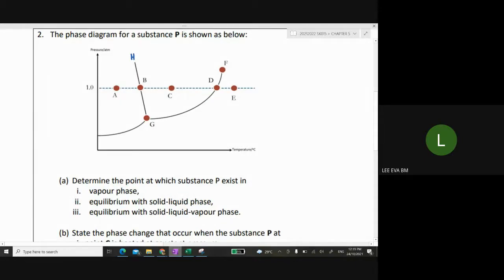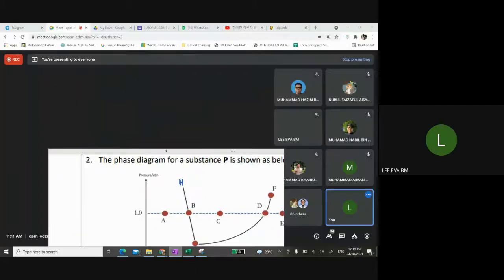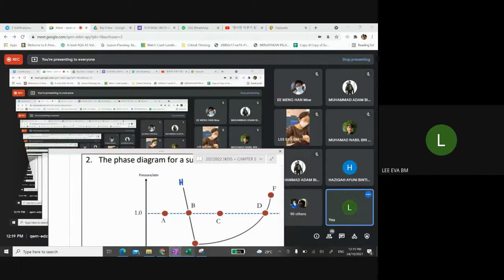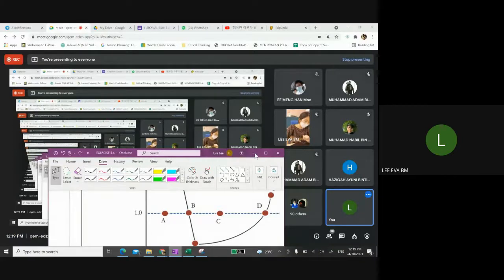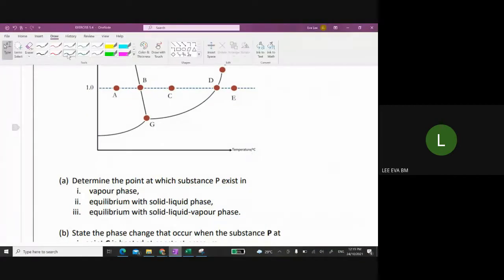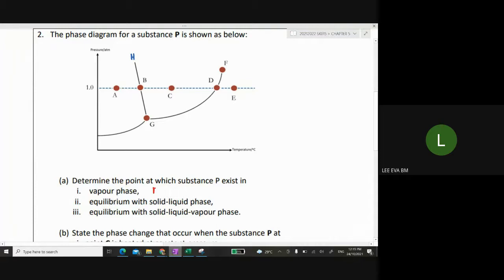So first one, determine the point at which substance P exists as vapor phase. Point E. Point E, very good. Okay, point E. How about the second one? Exists in equilibrium with solid and liquid phase. Point B, where you have the solid and the liquid.